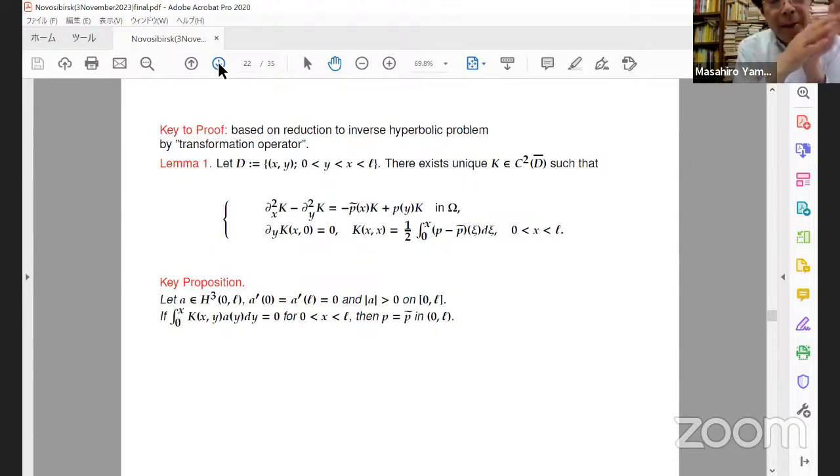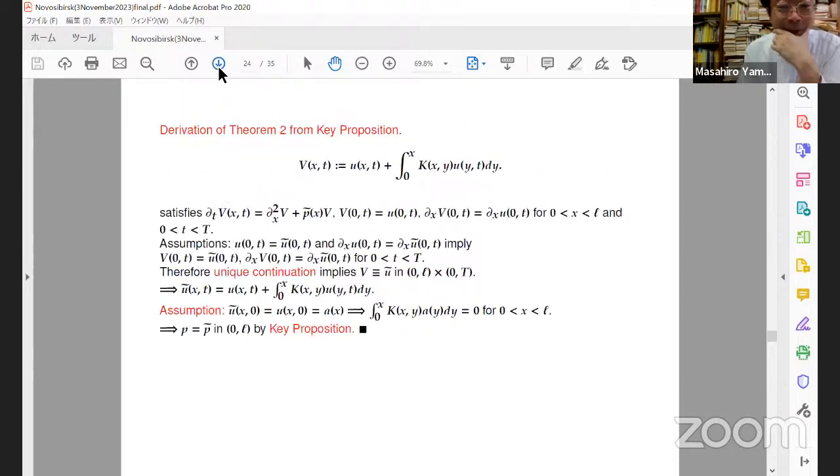And the transformation formula is a Volterra integral operator of the second kind, changing, say, one zeroth order coefficient. But maybe I will skip. But anyway, the keyword is that we change the inverse parabolic problem through the transformation operator by Levitan to an inverse hyperbolic problem. Maybe I made a mistake with the timing. Anyway, okay.